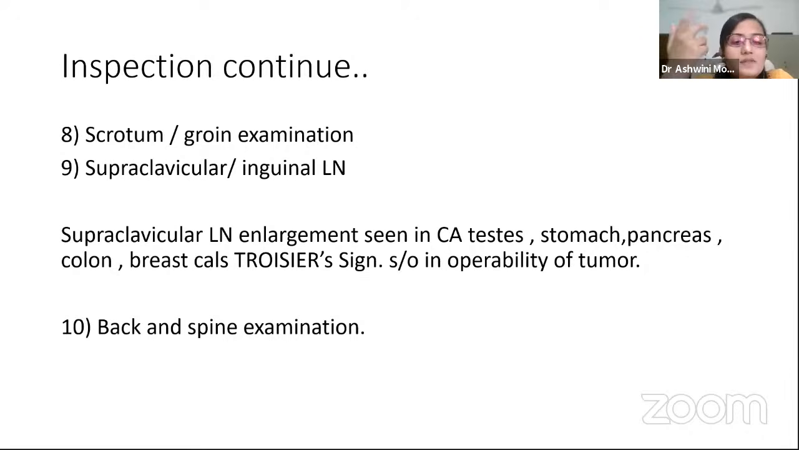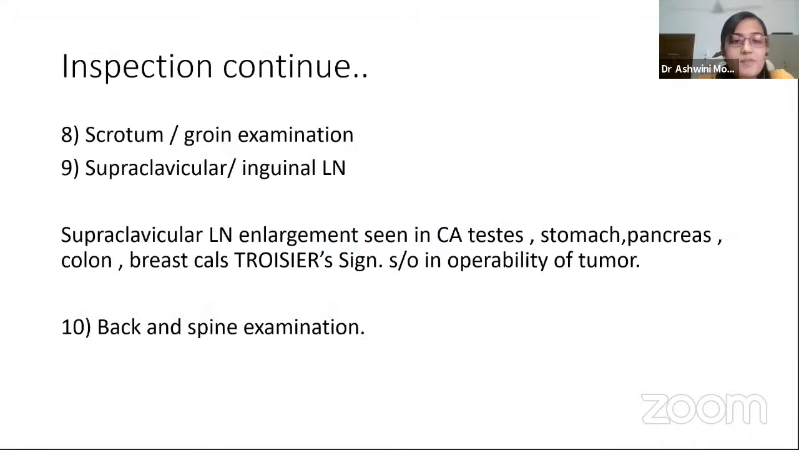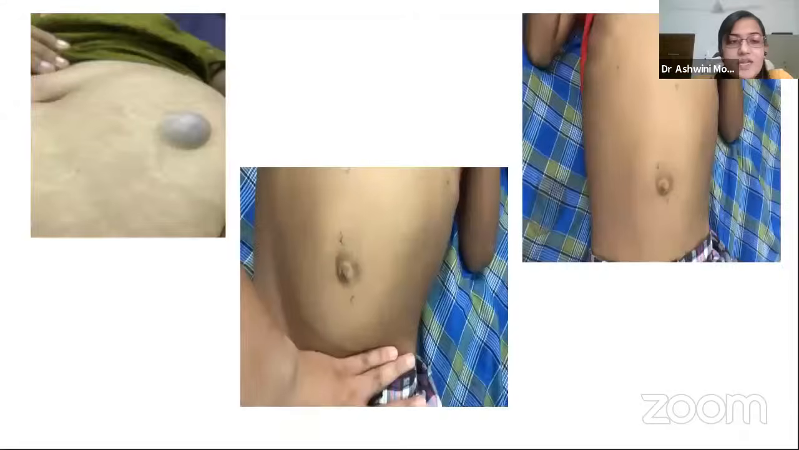After that, as Kishan Rao Sir already said in my previous presentation, there are not just 9 regions, there are 10 regions. So the 10th one is back and spine examination. In back and spine, we have to see any fullness, whether renal fullness is there or not. Any spinal deformity, spondylosis or any scoliosis, anything is present or not, we have to see for that. So this is about the inspection that we have to see in brief.